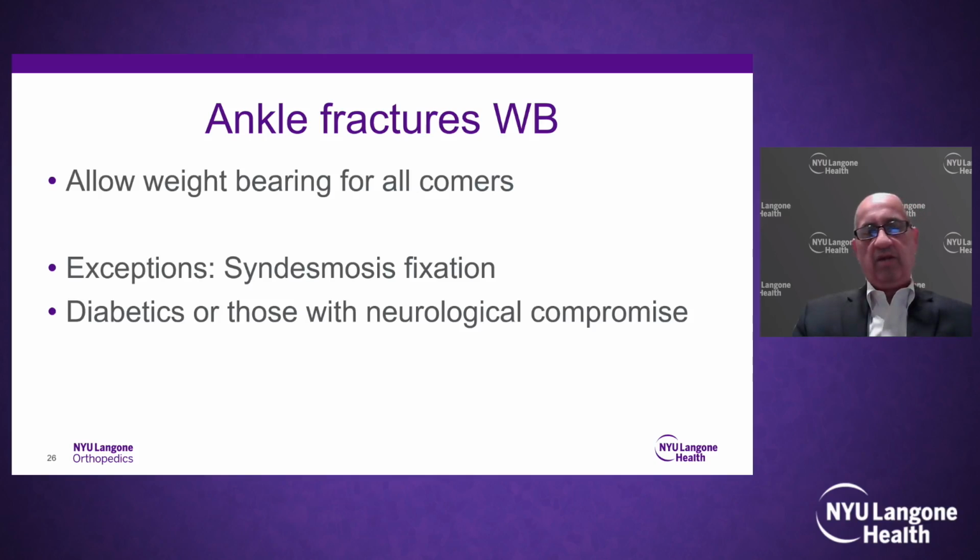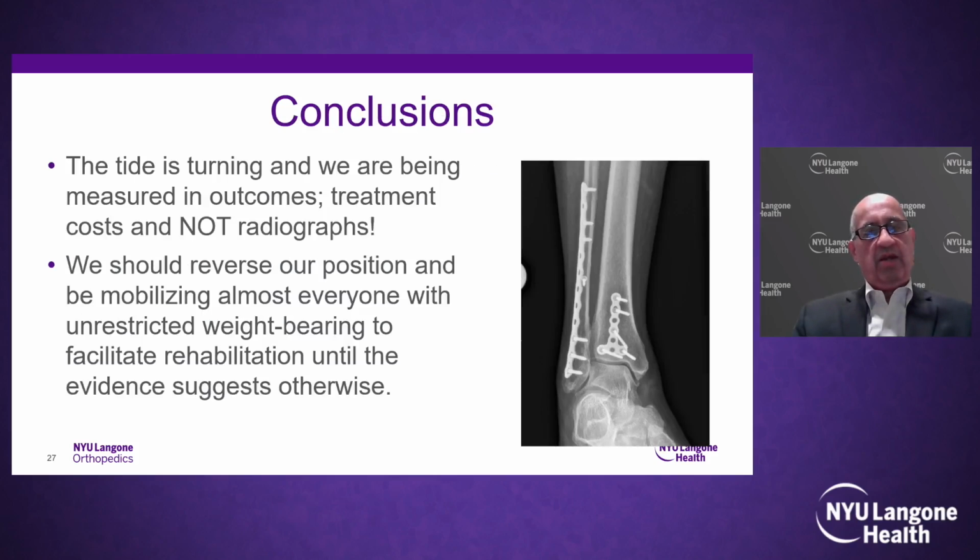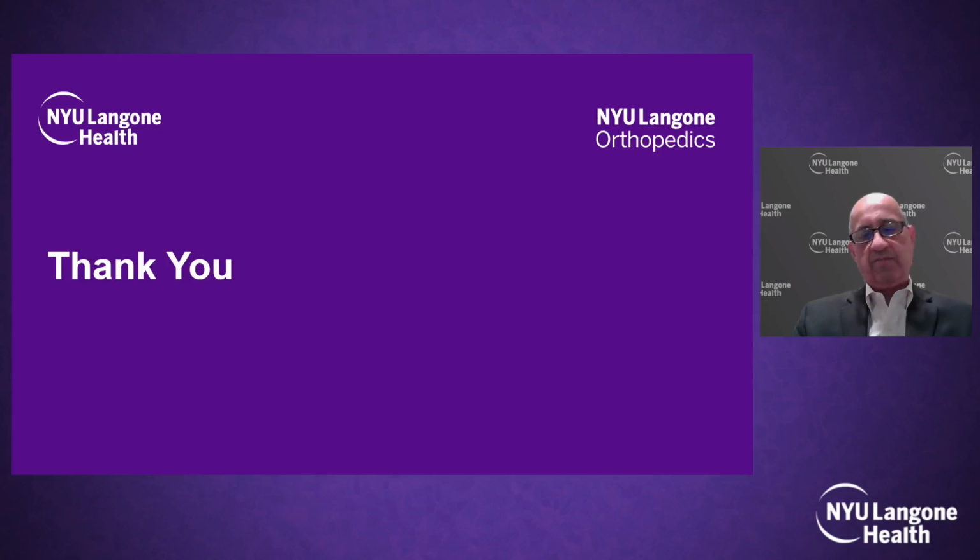So what's my conclusion? I think I allow weight bearing for all comers. The exceptions in my hands are syndesmotic fixation and diabetics and those with neurological compromise, where we are concerned about them developing a Charcot joint. And I think the tide is turning. This is true not only for ankle fractures, but also for other body parts, or distal femurs, in some cases proximal tibias, and to allow people to have unrestricted weight bearing to facilitate the rehabilitation until the evidence suggests otherwise. Thank you.